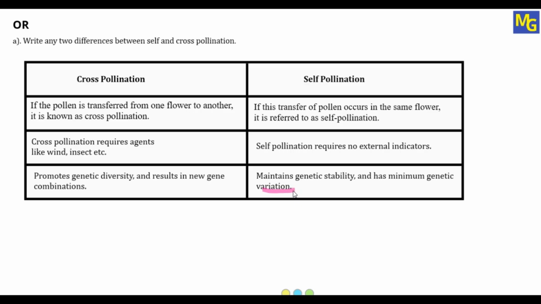As in the question they have asked only two differences, but you try to remember all three. If you remember all three, you can write them. Whichever the teacher wants, she may correct it and she may give the full marks for this question. Now we'll move on to the next question. Now it is the B question.